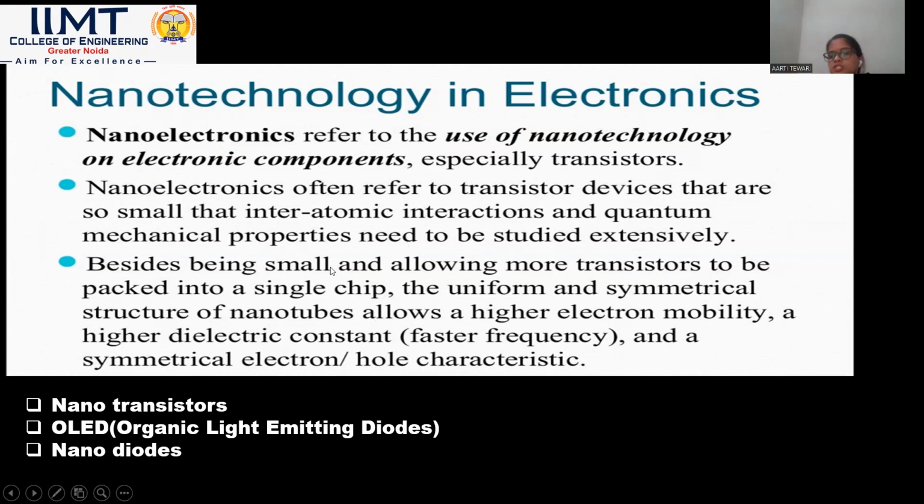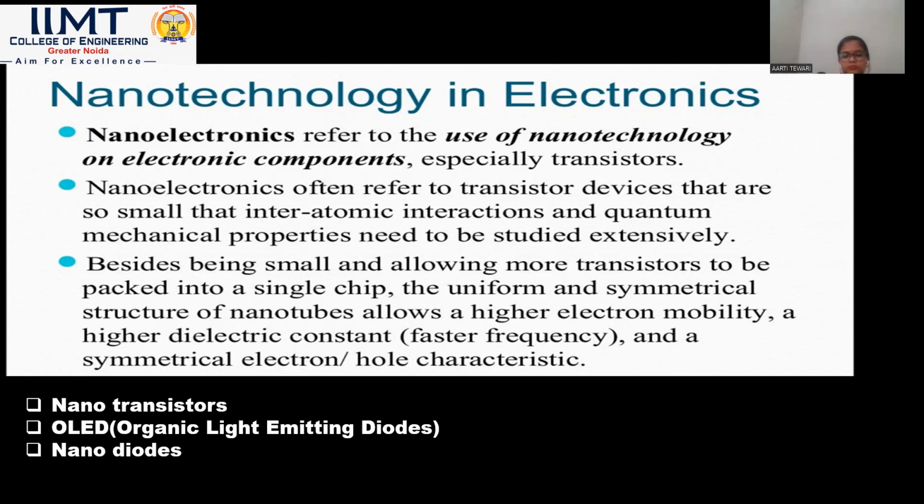Okay? So besides being small and allowing for smaller sizes, you can actually package more transistors into a single chip. The uniform and symmetrical structures of nanotubes allow a higher electron mobility, a higher dielectric constant meaning the frequency, and symmetric electron characteristics. All the features that they couldn't achieve by using microelectronics, we have achieved by using nanomaterials in electronics. So nowadays we have nanotransistors, we have organic light emitting diodes, OLED, and we have nanodiodes.